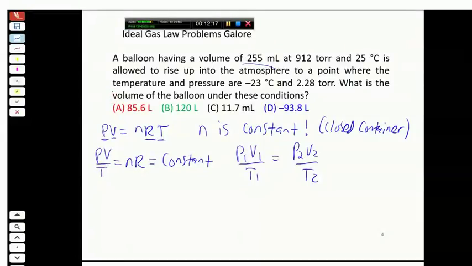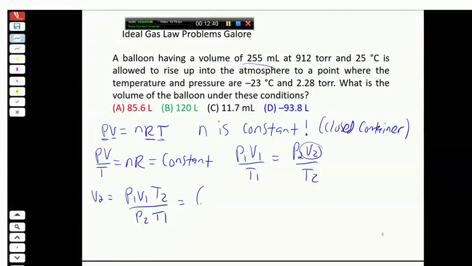We're going to use this equation, and we're solving for the final volume, which is V2, which is then going to be P1 V1 T2 over P2 T1. So we just rearrange this equation to solve for the final volume V2, which is what we're interested in, and now we just have to start plugging things in.